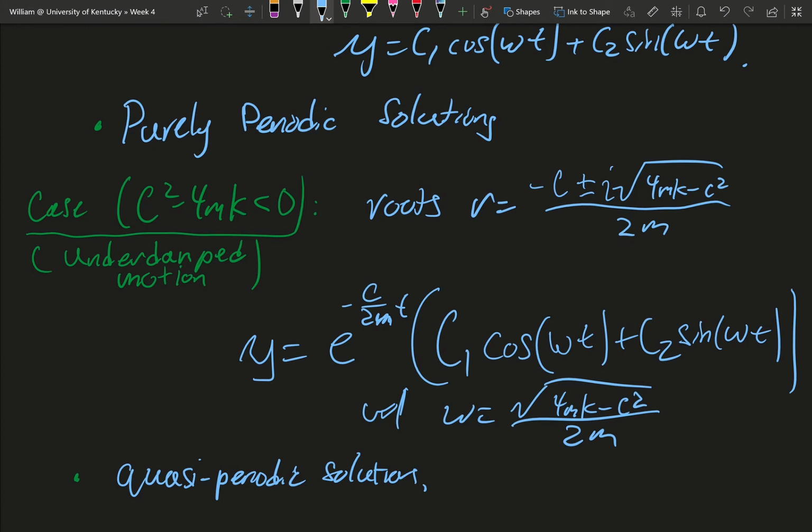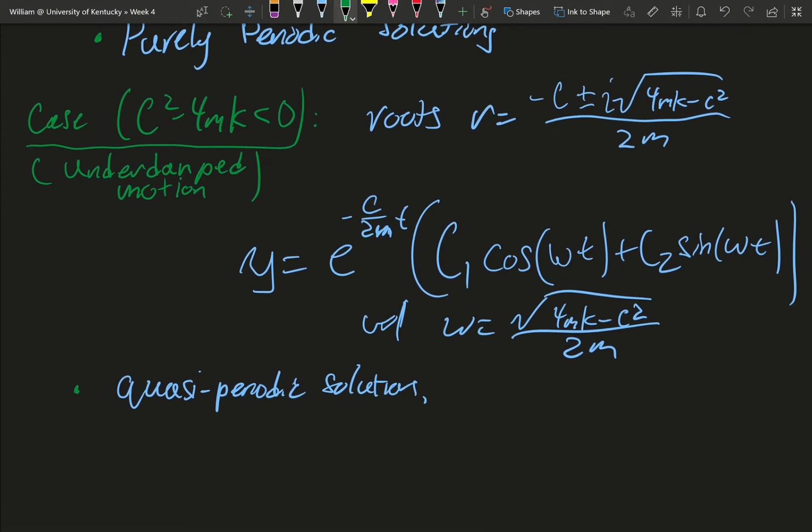These solutions are quasi-periodic. So if we looked at a graph of them, they would have a sinusoidal thing, but it's going to die out.